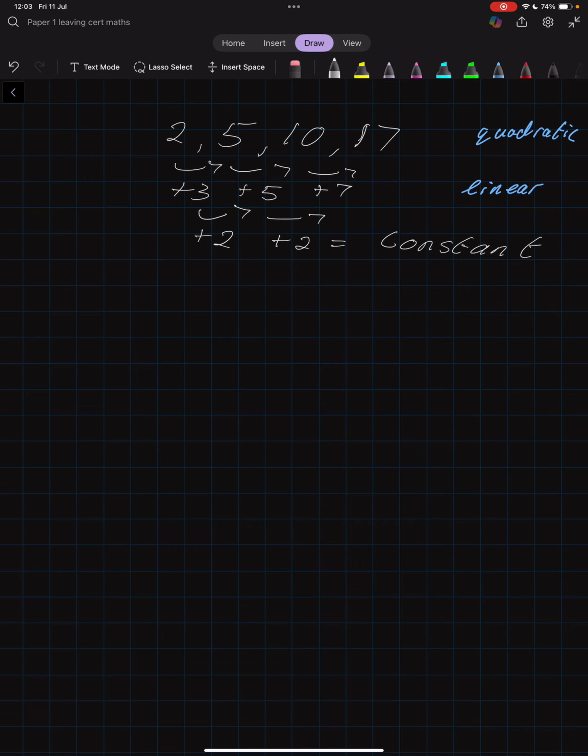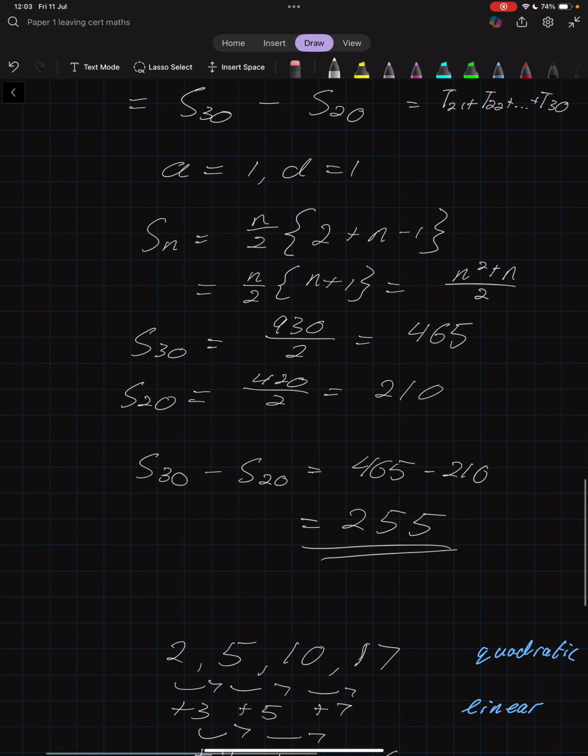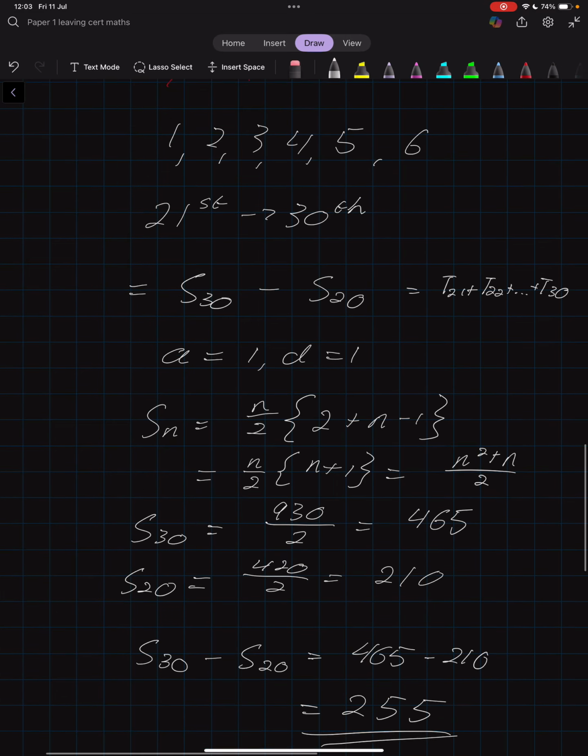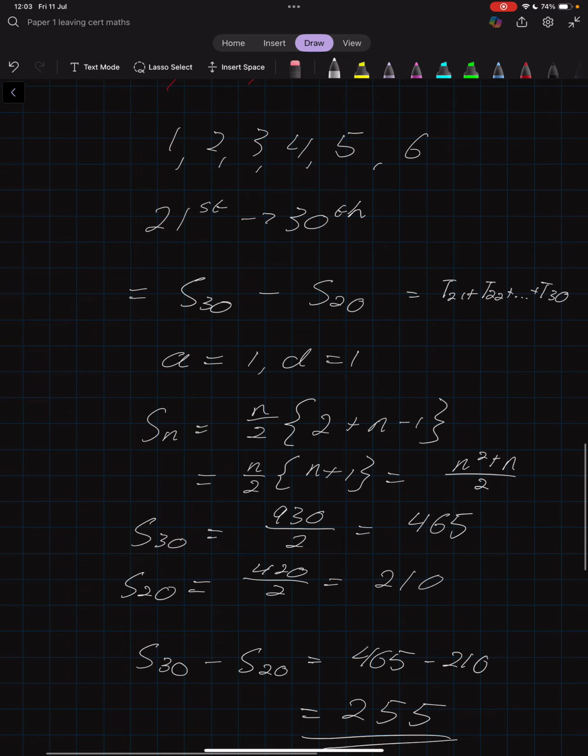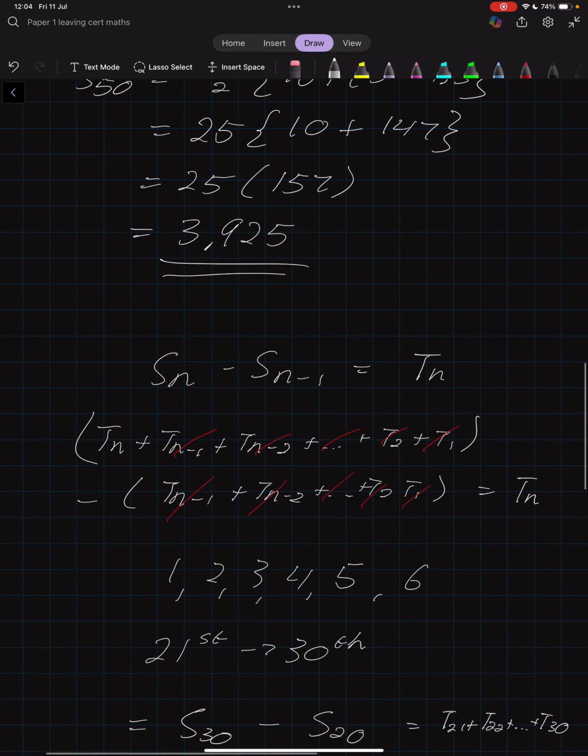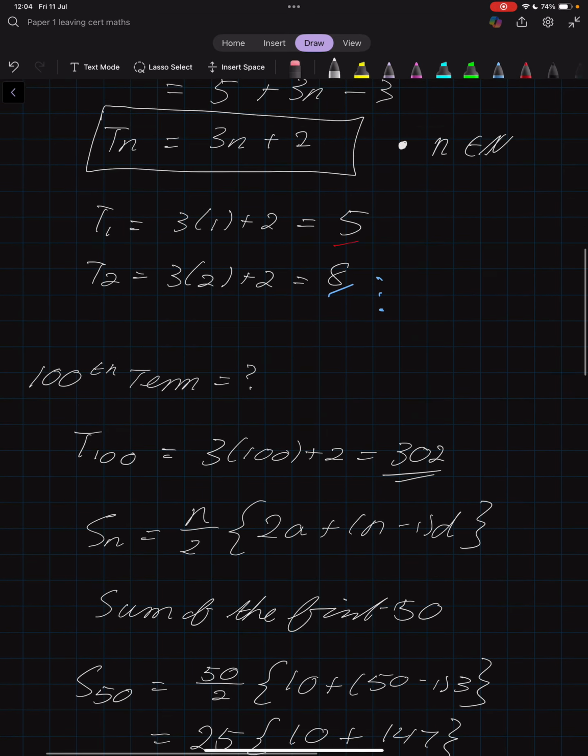So a quadratic sequence, in the same way that for a linear sequence, your Tn is equal to something linear. So remember up here where we found Tn.